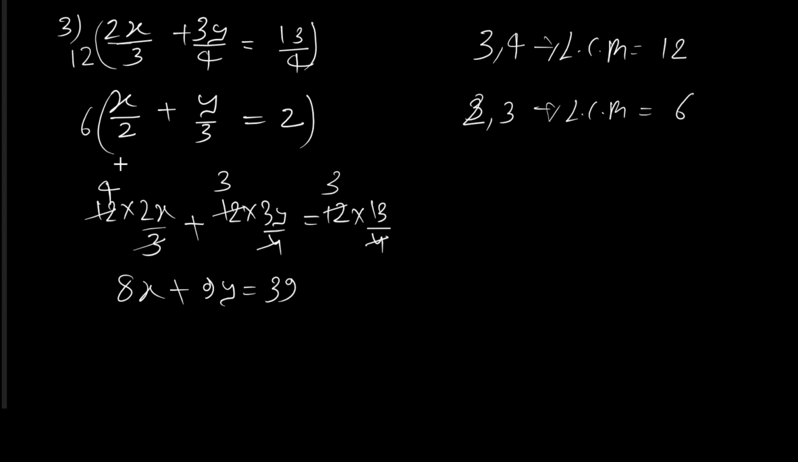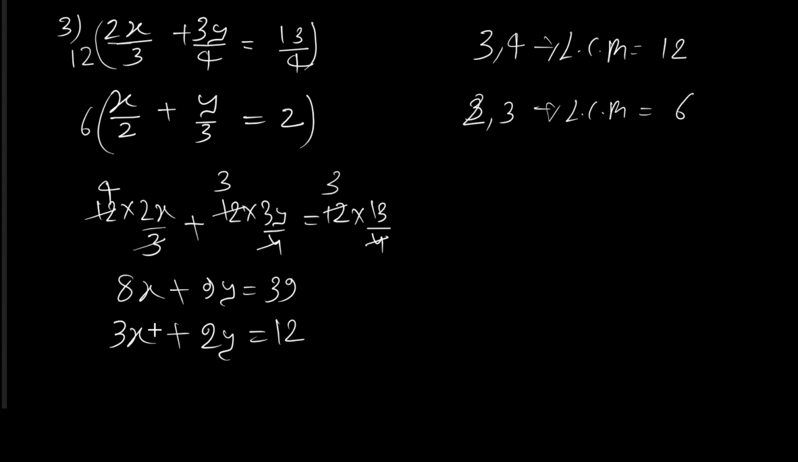And let's multiply the second equation by 6. So 6 times x over 2 gives us 6x over 2, which means 3x, plus 6 times y over 3 gives us 2y, equals 6 times 2, which gives us 12. So now we don't have a common coefficient of either x or y. So we have to make a common coefficient, either x or y.